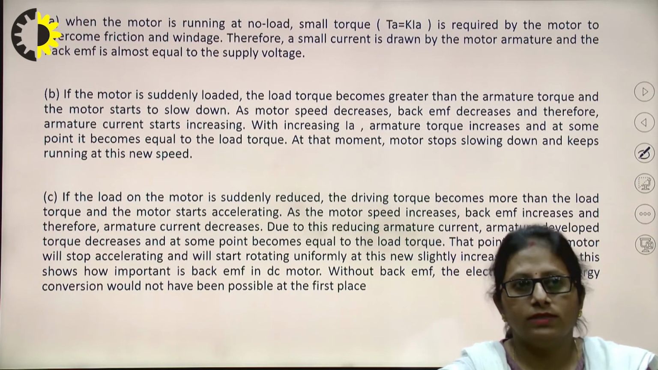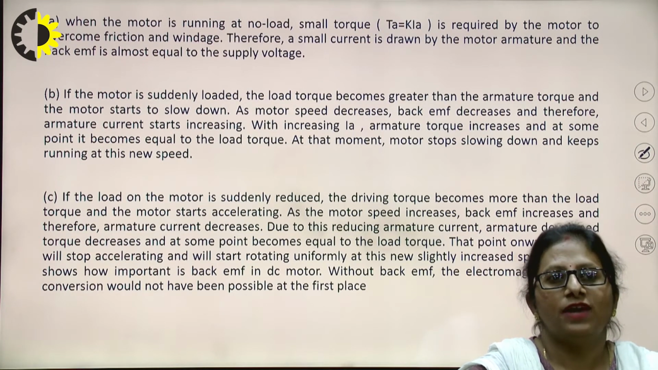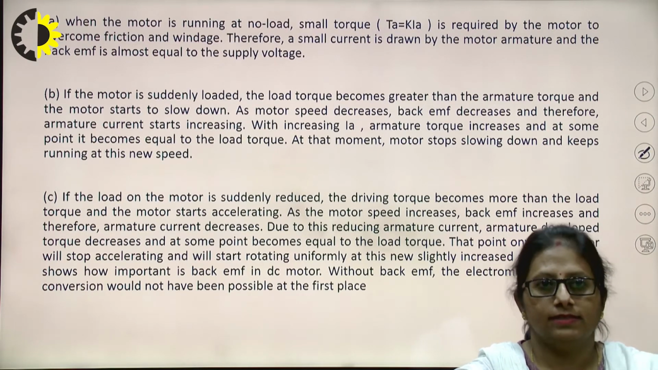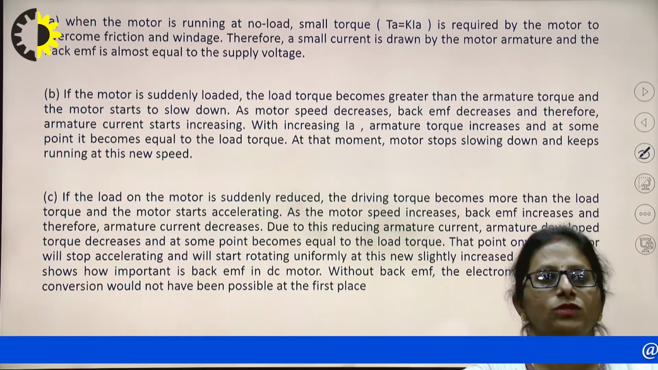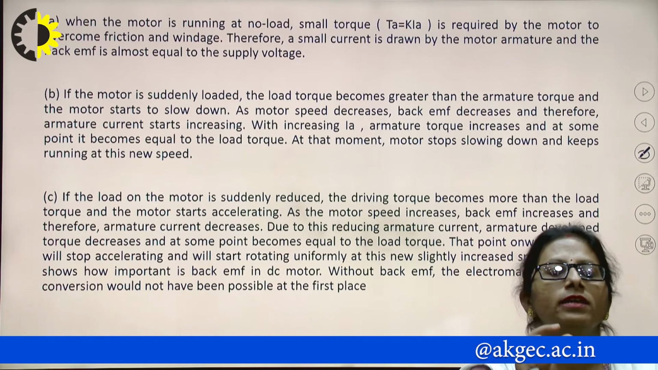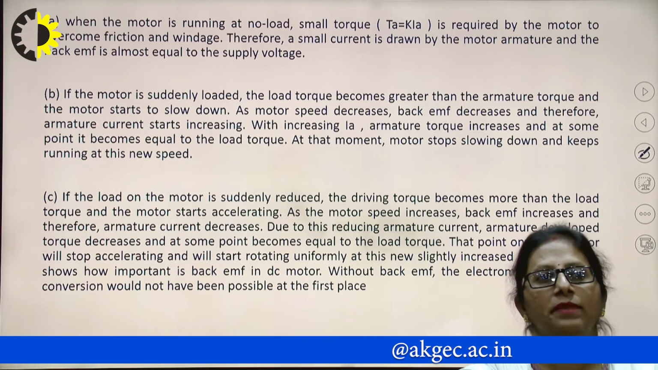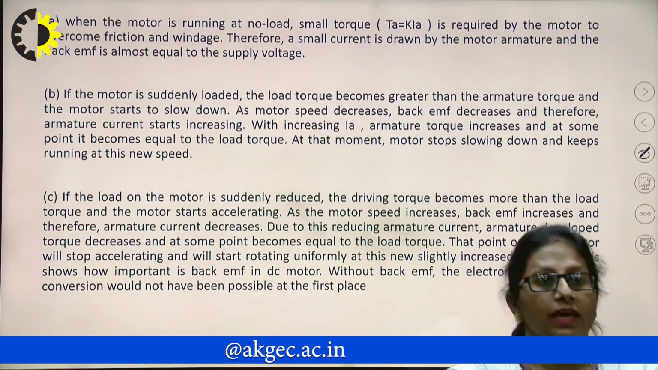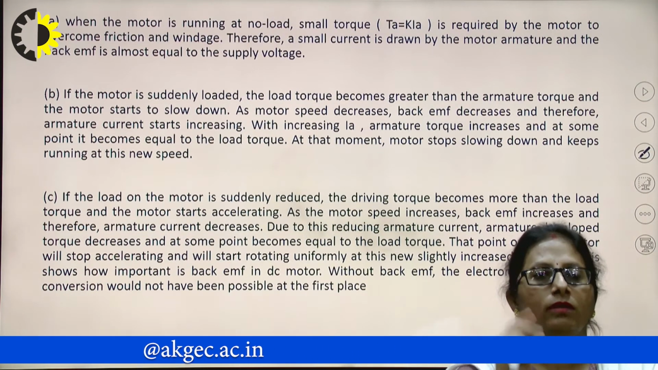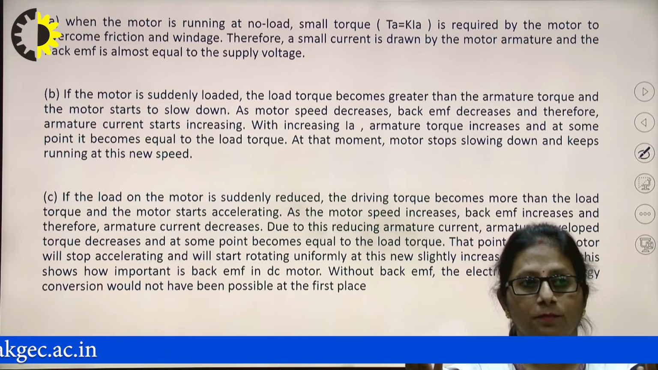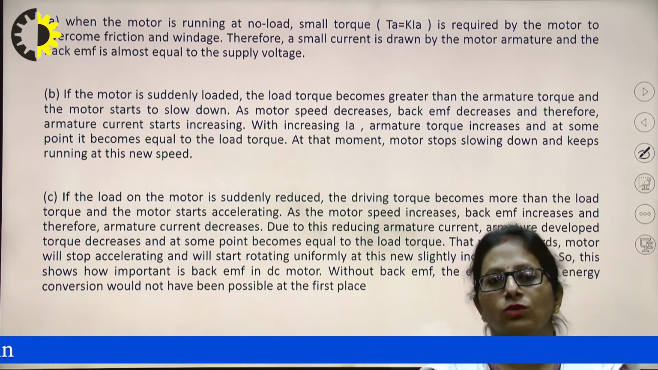If the motor is running at no load, that means a small torque, right? The torque, which is proportional to armature current, is required by the motor to overcome the friction and windage losses, okay? Therefore, a small current is drawn by the motor armature and the back EMF is almost equal to the supply voltage, right? Now, if the motor is suddenly loaded, then the load torque becomes greater than the armature torque and the motor starts to slow down.